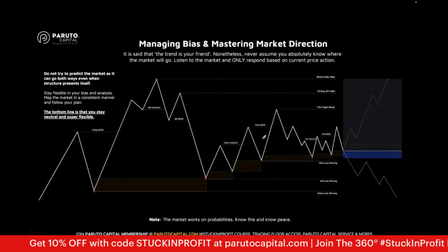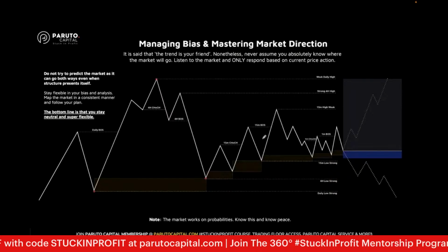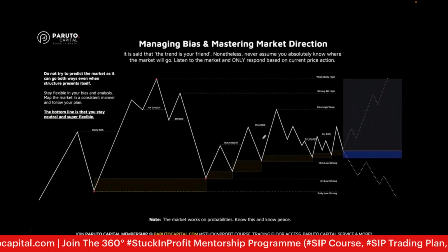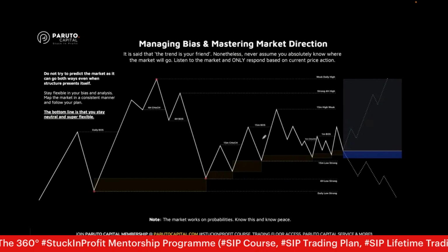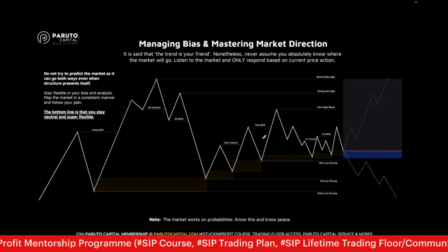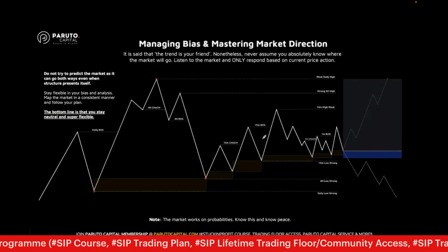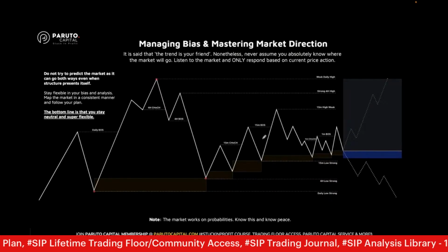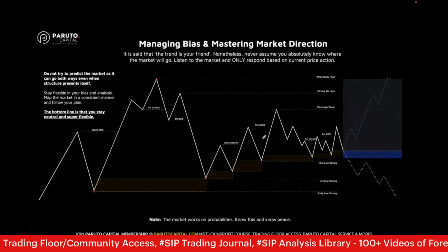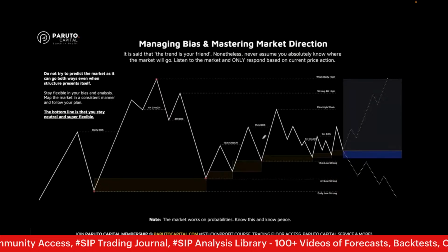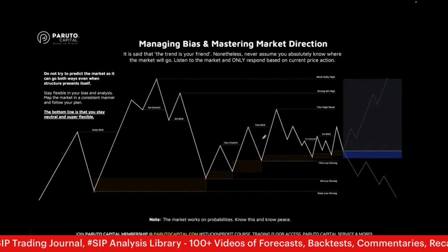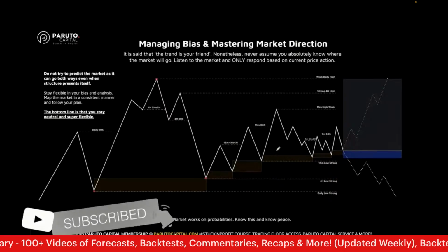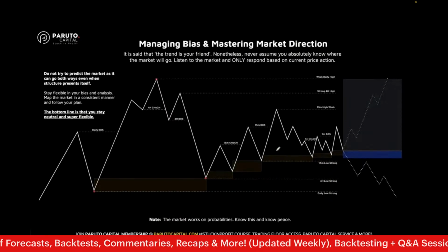Okay, so now let's talk about managing bias and mastering market direction. Now, the market will do what it will do. You can never say for certain, oh, I know what the market is going to do and the market must do what I want it to do. No, that's only going to hurt your psychology. Now, you may have your strategy, you may understand the market structure. You have to be patient with it and also understand that the market can choose to go any direction. It doesn't matter how much time you spend doing analysis. The market can just decide to do anything.